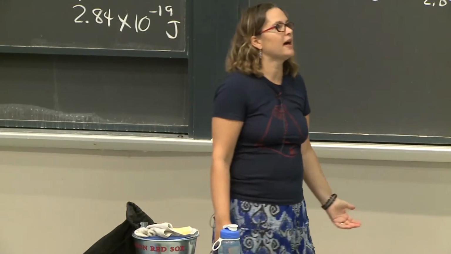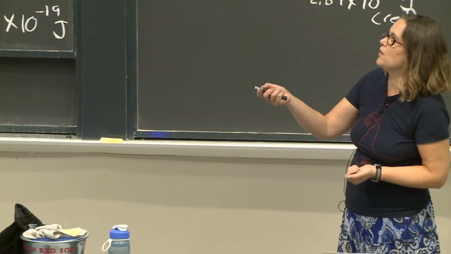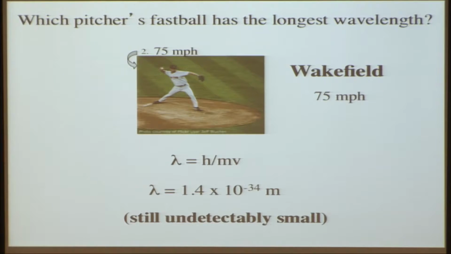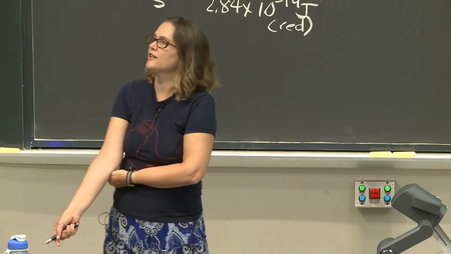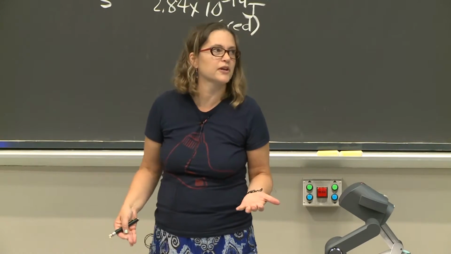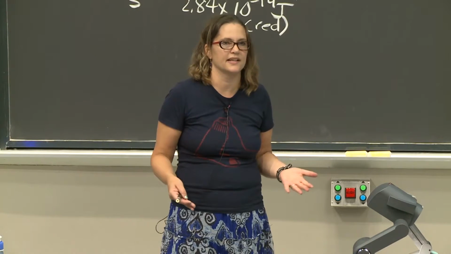So again, you want to think about this and just realize the relationship, the equation involved. So think about the relationship between the velocity of the ball and the wavelength. And so Wakefield, who is a knuckleballer, is the winner here with the longest wavelength. But still, the number for this is 1.4 times 10 to the minus 34, and so this is still undetectably small. Of course, no one had noticed this property before, but it still exists.